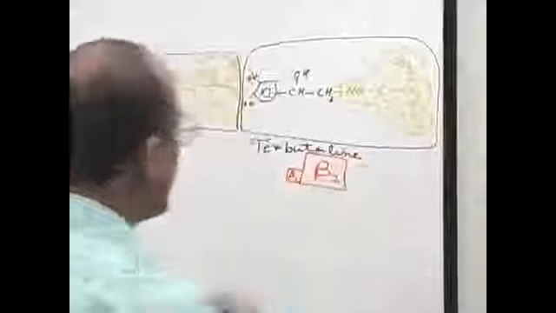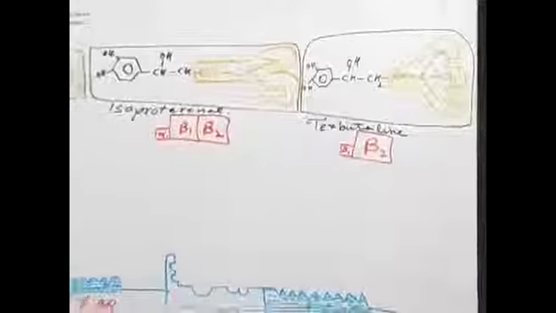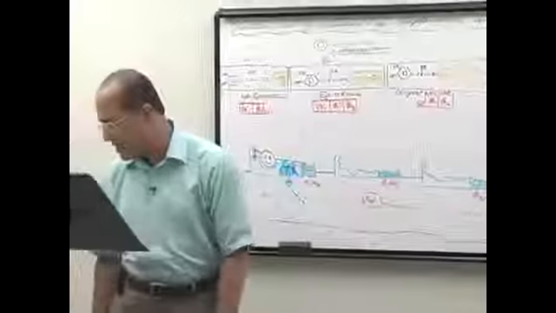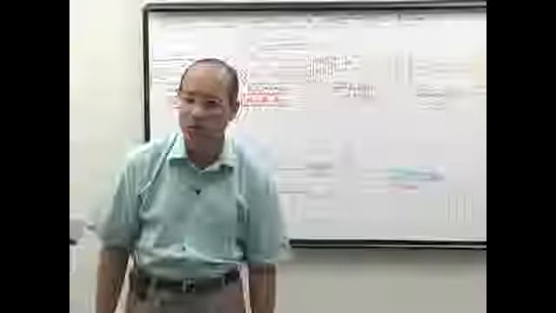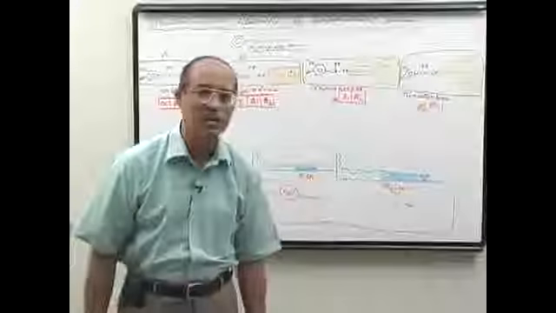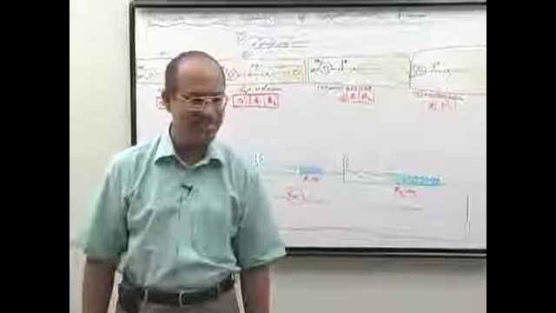Terbutaline. It has strong beta 2 actions, and because it has strong beta 2 stimulatory action, of course it is very commonly used as a bronchodilator in patients with asthma.